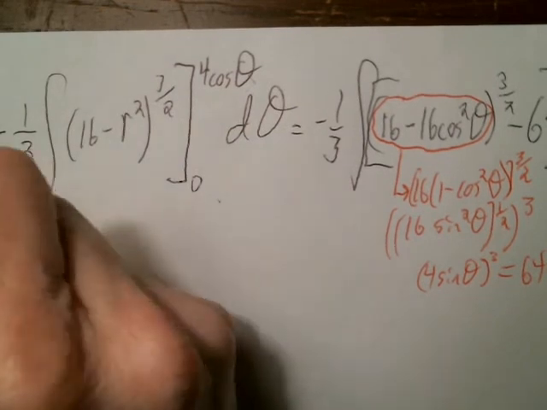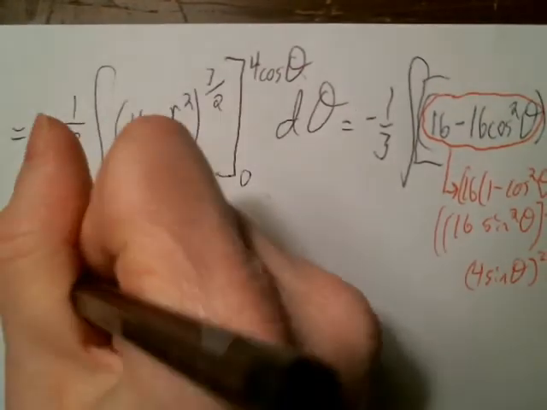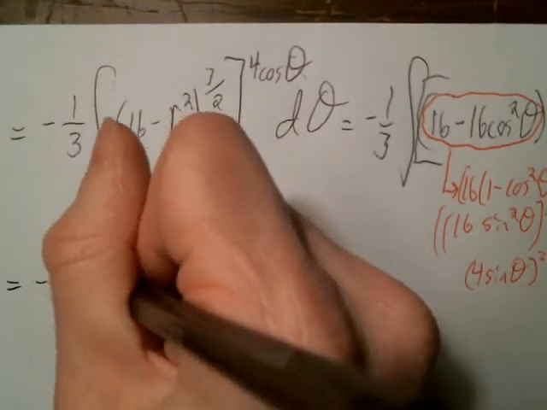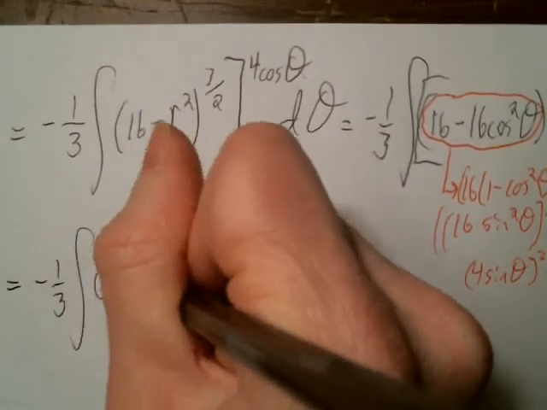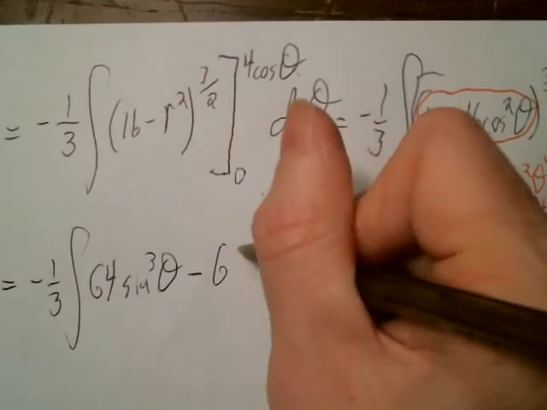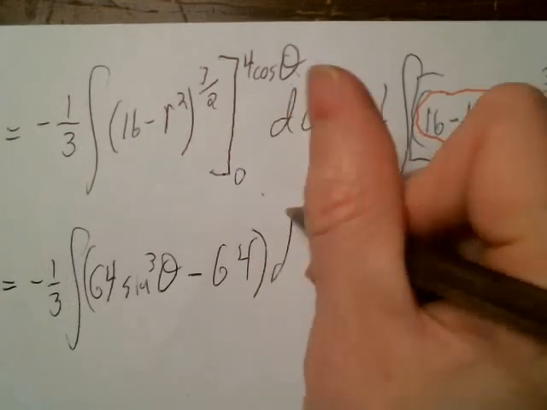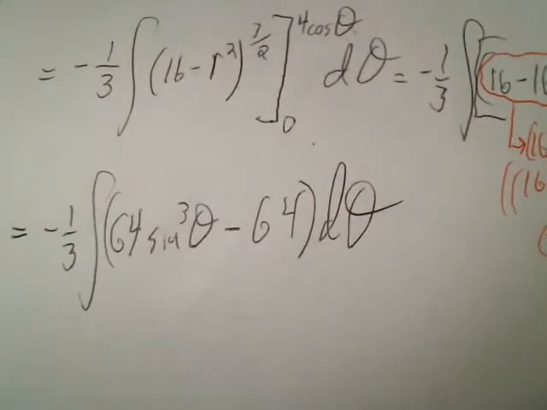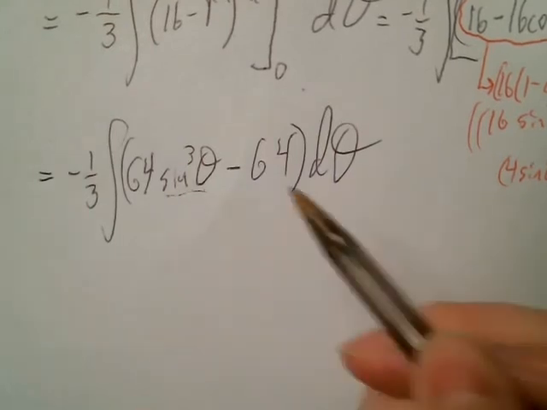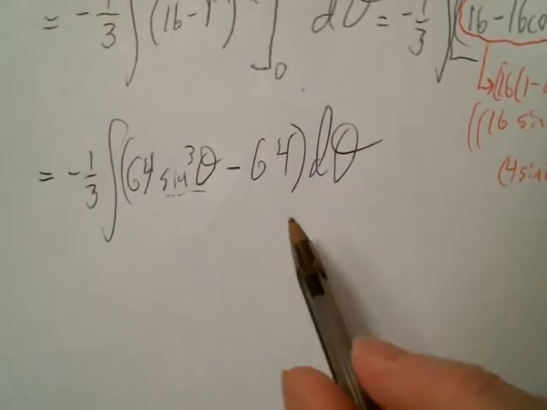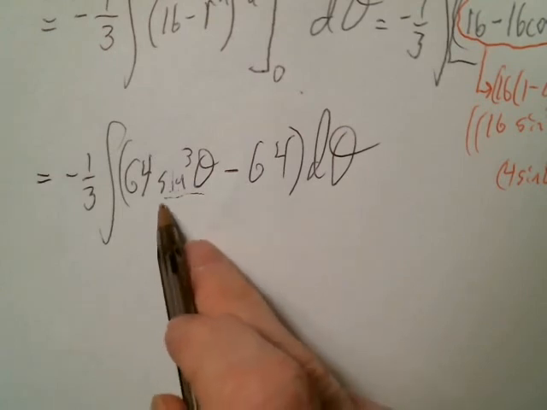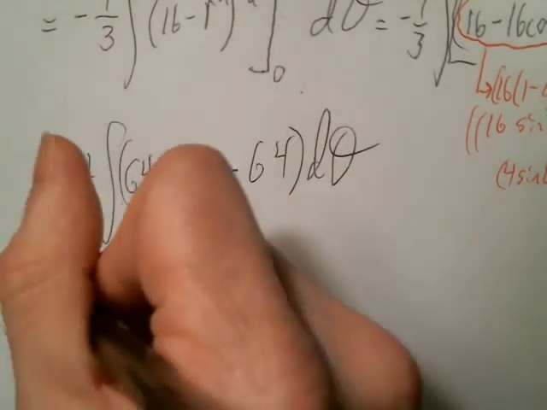And I end up now with the integral negative 1/3 times this integral of, what did we have then? 64 sine cubed theta minus 64 d theta. For this guy, some people may be tempted to do a table or something like that, but I'm going to just kind of use some trig identities to pull it off.